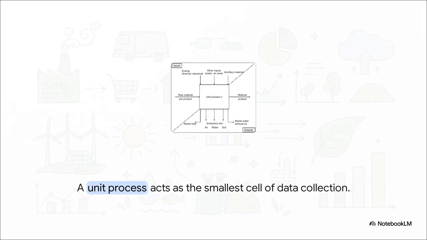The fundamental building block of this whole analysis is what we call the unit process. Basically, inputs like raw materials, pre-products, and energy go in, and then the outputs are the product, along with waste heat and emissions. Whether this is a giant stamping press in a car factory or just a single chemical reaction in a lab, this is the exact cell where we collect our data.